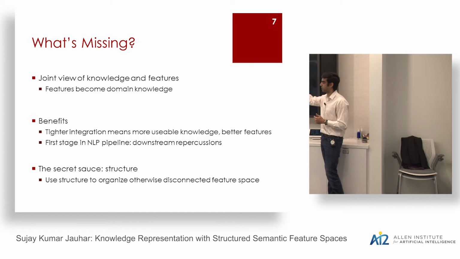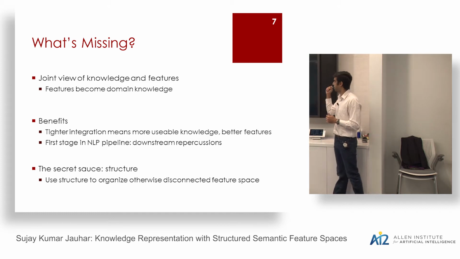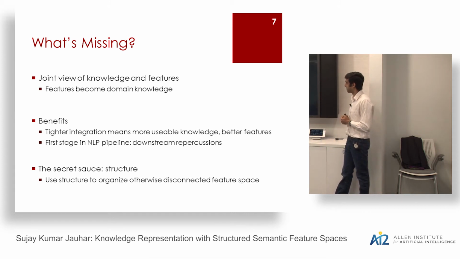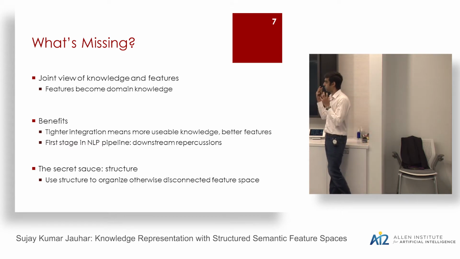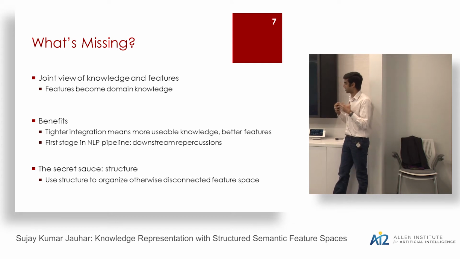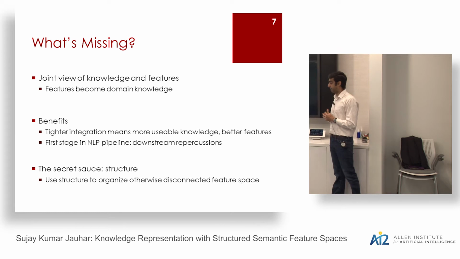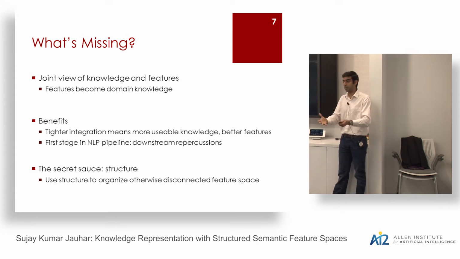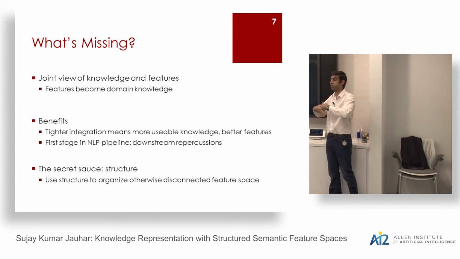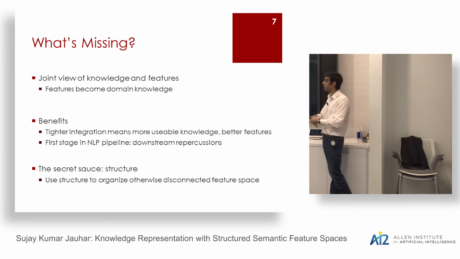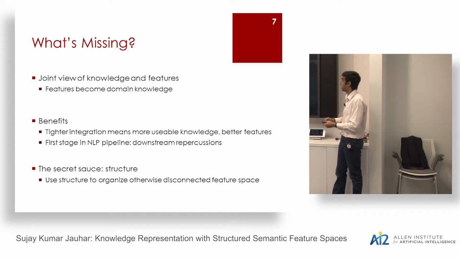And because it's in the first stage of the NLP pipeline that I showed on my first slide, it has important downstream repercussions. And the secret sauce to really bind these two aspects of knowledge and features together, I'd like to propose, is structure. Specifically, we want to use structure to organize and connect an otherwise disconnected feature space. And this could be from the perspective of a human. If you give them structure, they're more likely to use that structure to engineer features. Or if you give a machine learning model which does representation learning, it could use the structure in interesting ways to learn better features.